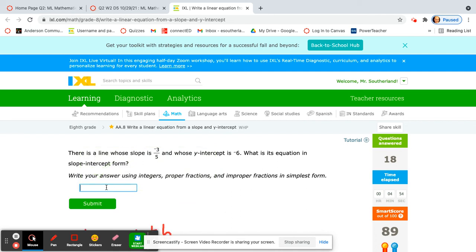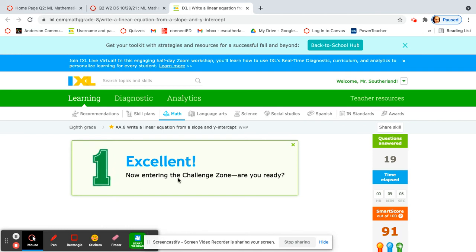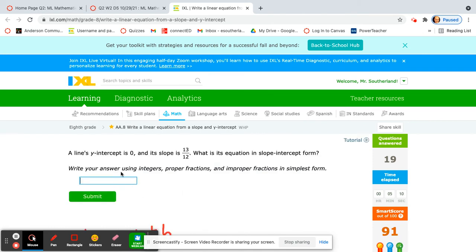There's a line whose slope is negative 3/5, so we put y equals negative 3 over 5 x, and then its y-intercept is negative 6, so we put minus 6. Now we're in the 90s. Anything past 90 is extra credit. The y-intercept is 0, so we're going to put y equals, the slope is 13 over 12, x, and then we don't have to put anything because the y-intercept is 0. You could put plus 0, but it's not necessary.